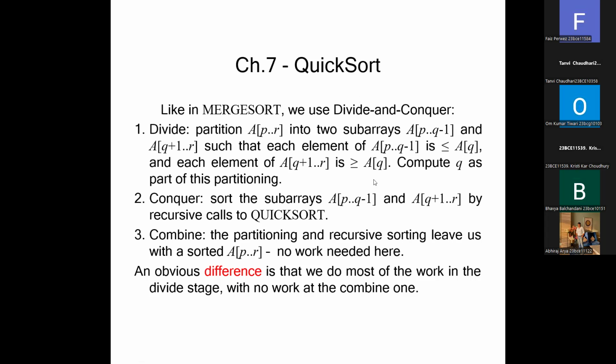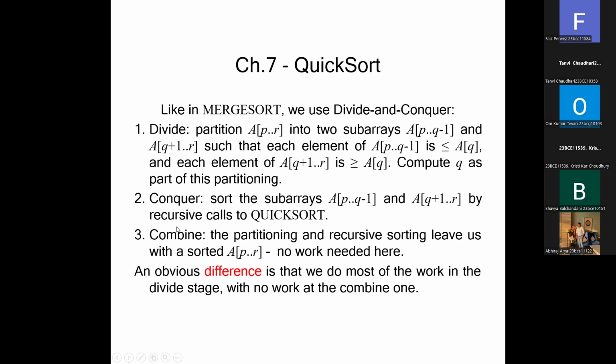In the conquer stage, sort the subarrays A[P to Q-1] and A[Q+1 to R] by recursive calls of quicksort. So we are at the pivot position, we are dividing the array into two subarrays, and we will solve the subarrays with respect to the relative position of Q-1 and Q+1 to R using the recursive call only. Then you combine the partitioning and recursive sorting, leaving us with a sorted array A[P to R]. No work needed here.